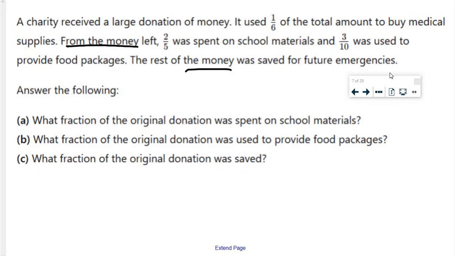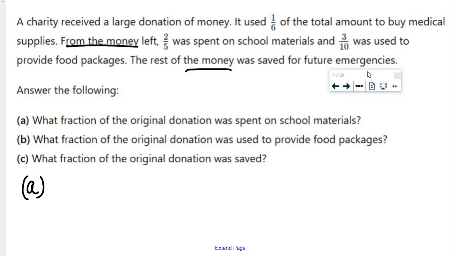Answer the following questions. What fraction of the original donation was spent on school materials? And what fraction of the original donation was used to provide food packages? And what fraction of the original donation was saved? So let me start with question A.